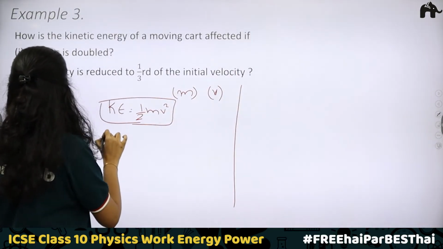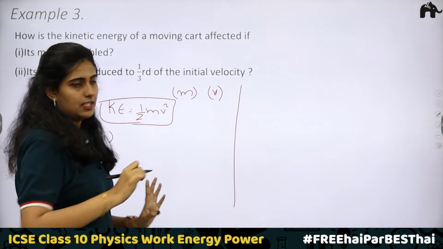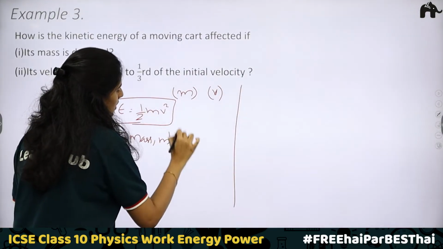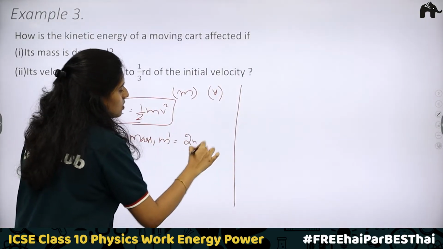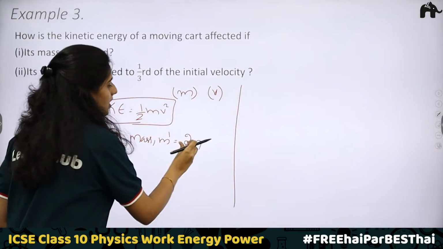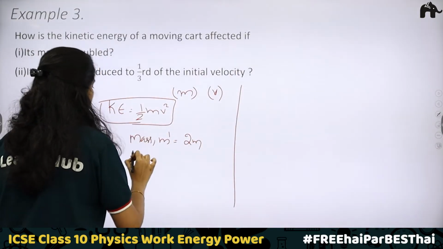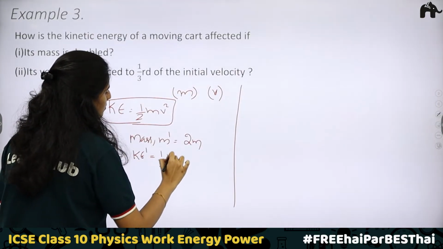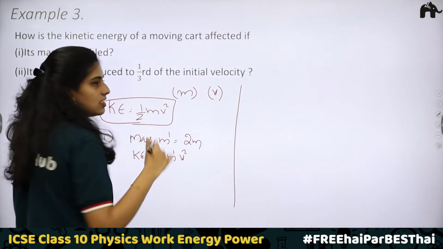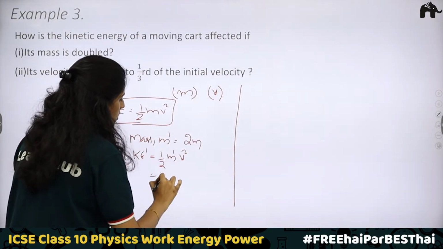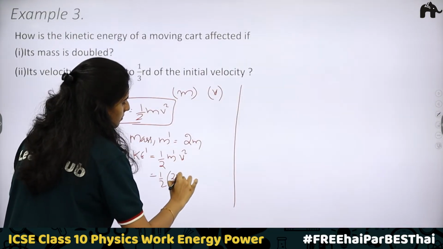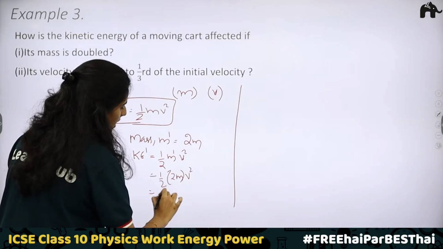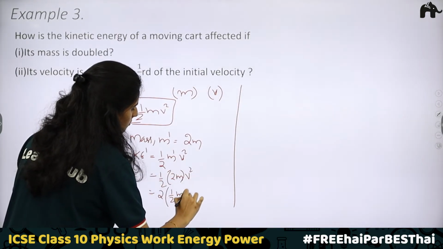Now what happens in the first case? Its mass is doubled. Okay, therefore the new mass, let us take it as m dash, is equal to doubled, means it becomes 2m. Initial mass is m. When it is doubled, it becomes 2m. Okay. Here the kinetic energy Ke dash is equal to half m dash v square. Velocity is the same. Okay. Now substitute what is m dash? M dash is 2m. Half 2m v square. Now taking this 2 outside, 2 into half mv square.